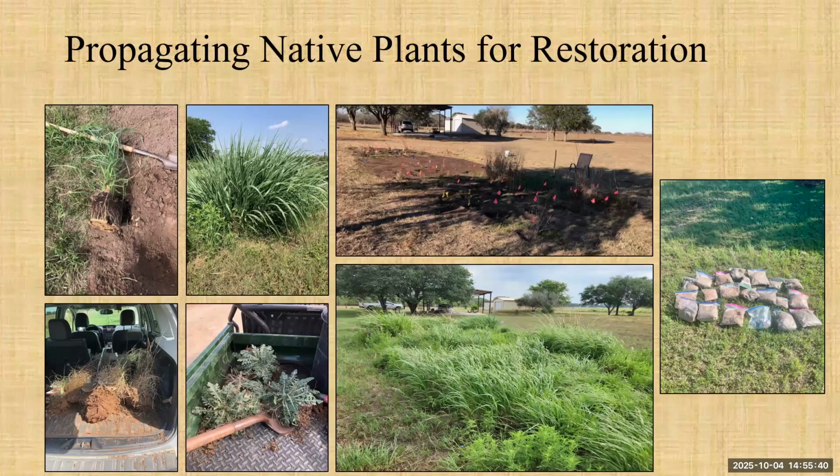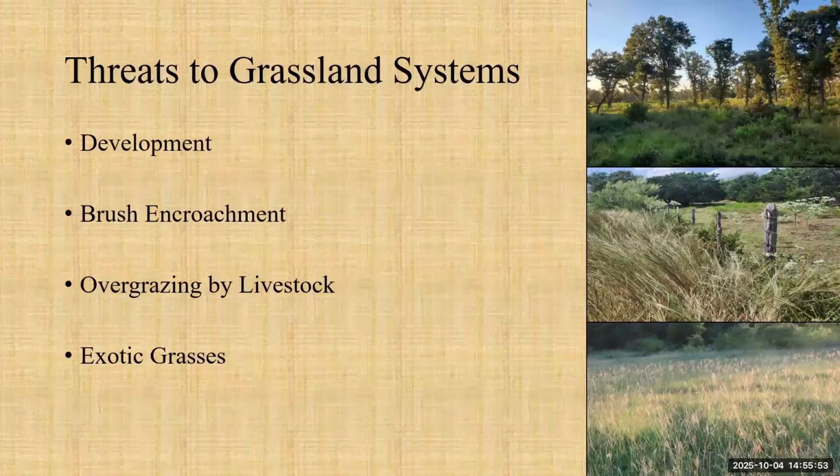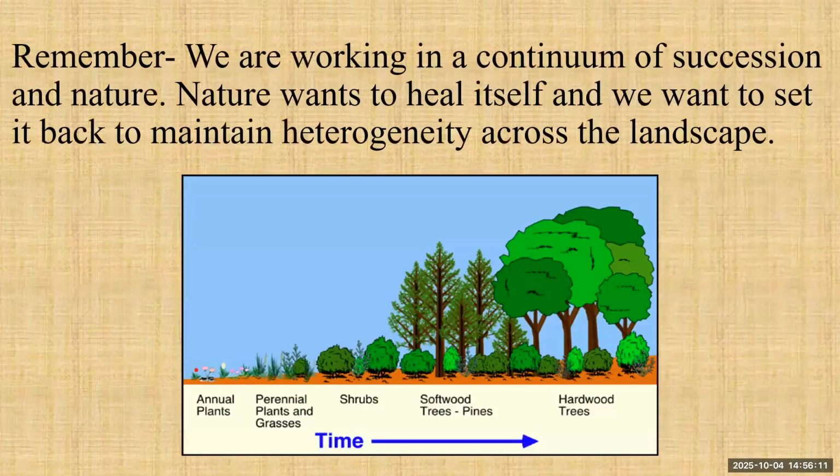And my wife and I, we've been picking seed already, sideoats grama, big bluestem, they're ready. And so it's a really fun, easy activity if you like to be outside. So again, threats to grassland systems: development, brush encroachment, overgrazing by livestock, exotic grasses. In my role, this one is a hard needle to move. These others I can work with landowners on. And so we focus on that.